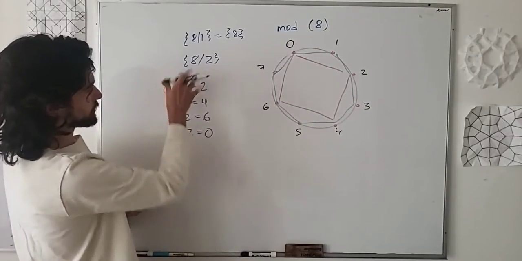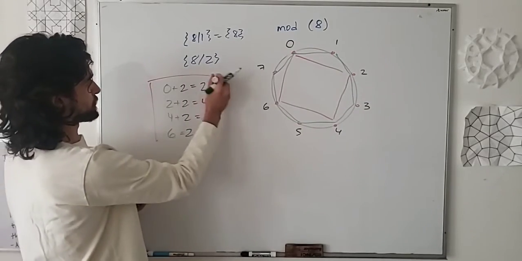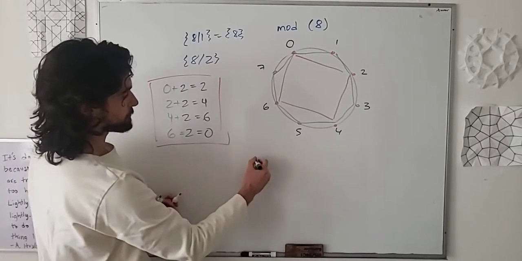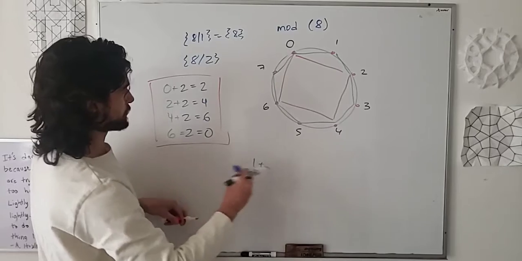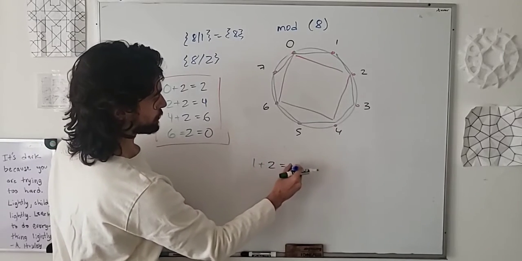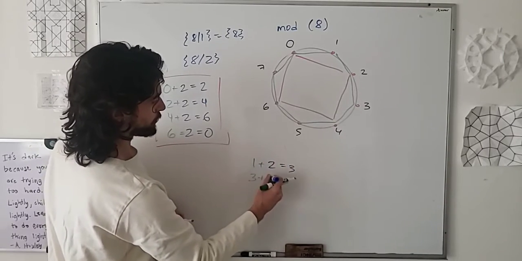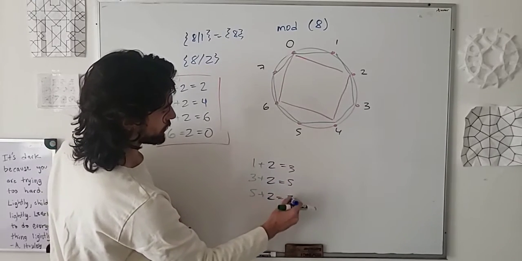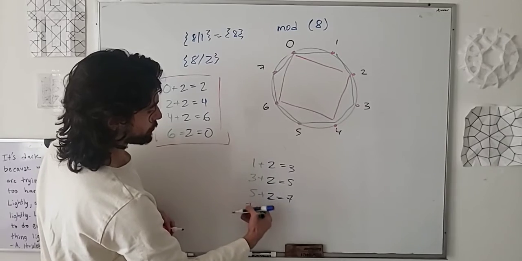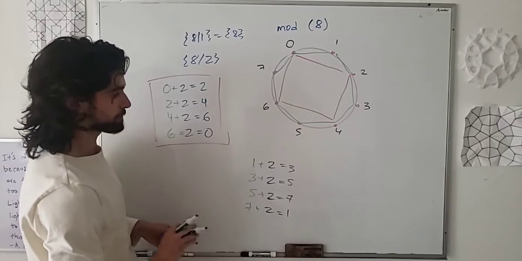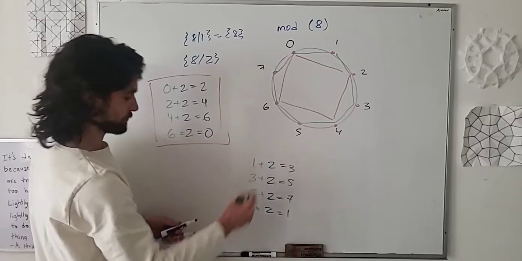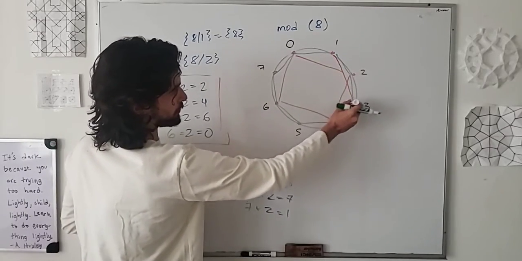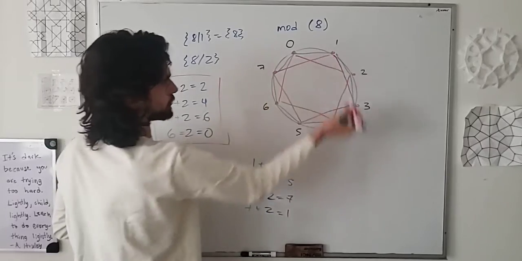So now second system, so this is like a closed system. So this is closed, right? Now we're gonna start at 1 over here. So 1 plus 2, that's 3. 3 plus 2, that's a 5. 5 plus 2, that's a 7. And 7 plus 2, that's a 1. So we start at 1. So 1, 3, 5, 7, and 1.